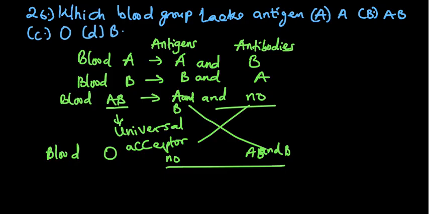So if they say which blood group lacks antigen, our answer is option C, which is blood group O. So, the question says which blood group lacks antigen. We would have gone for AB if they asked about antibody, but they didn't ask us that. They asked us the blood group that lacks antigen. So let's go to the next question.